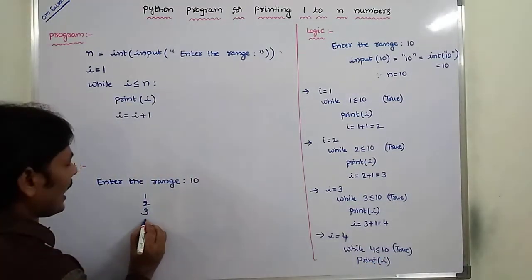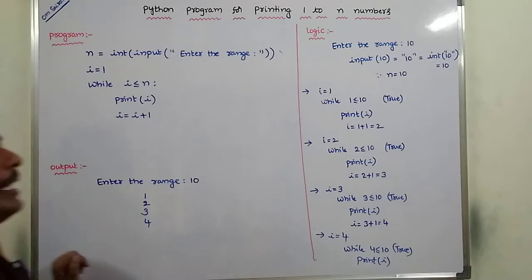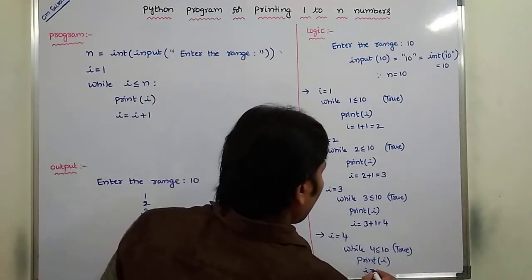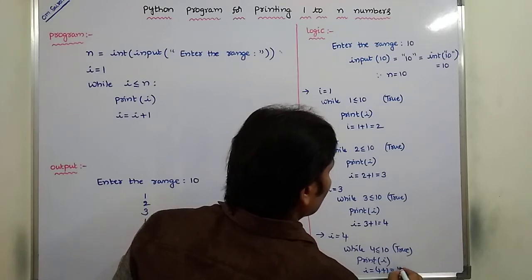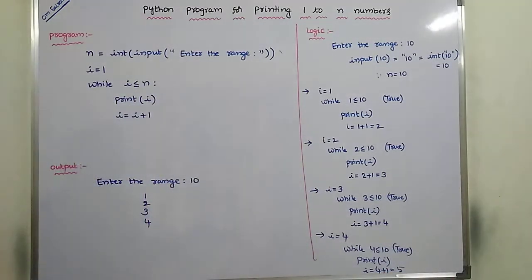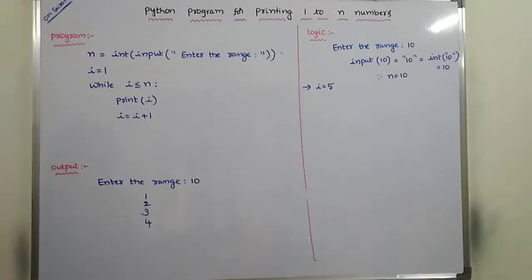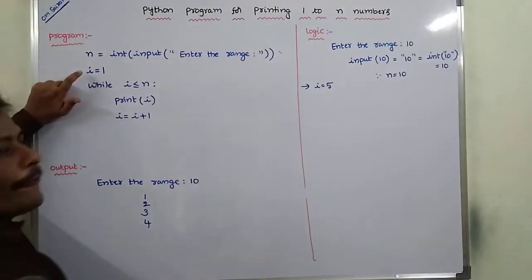Print of I, value is 4, 4 is printed. Next one, I is equal to I plus 1. I value 4, 4 plus 1 is equal to 5. Okay. Again the control goes to the next, I is equal to 5.